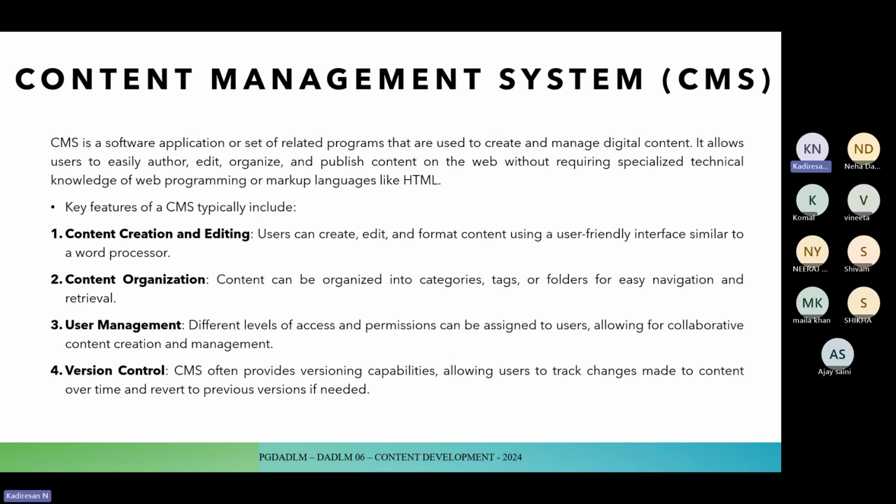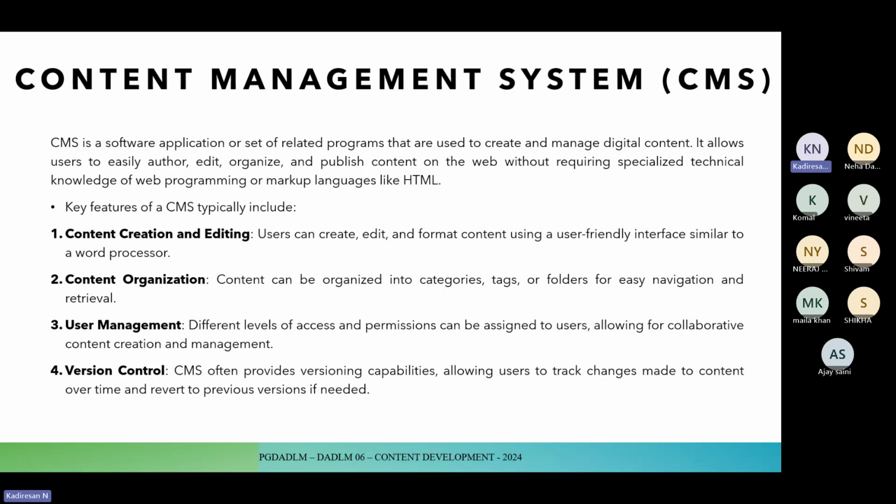In version control, this fourth one is version control. Here, the content management system often provides versioning capabilities, allowing users to track changes made to content over time and revert to previous versions if needed. So this is what we discussed in the previous class, that there must be different versions of content. The one who is updating the content will have the older content, and the newer content will be the advanced version of the older content.